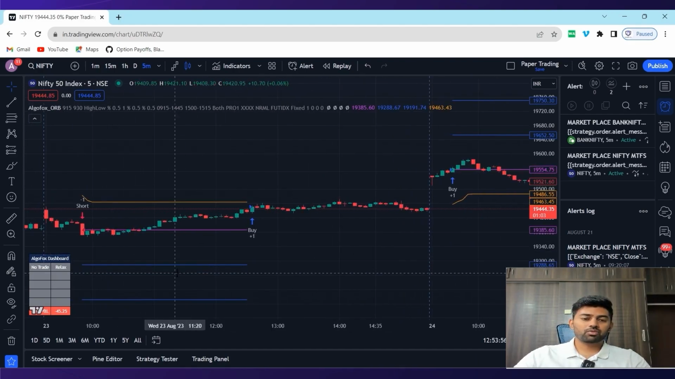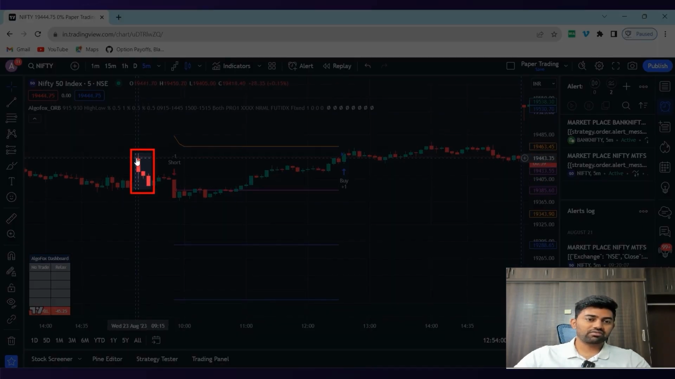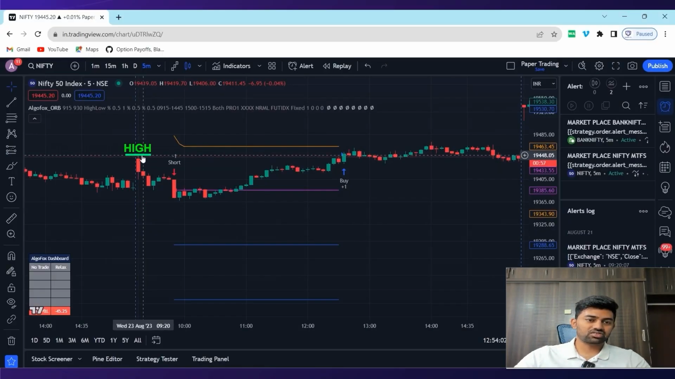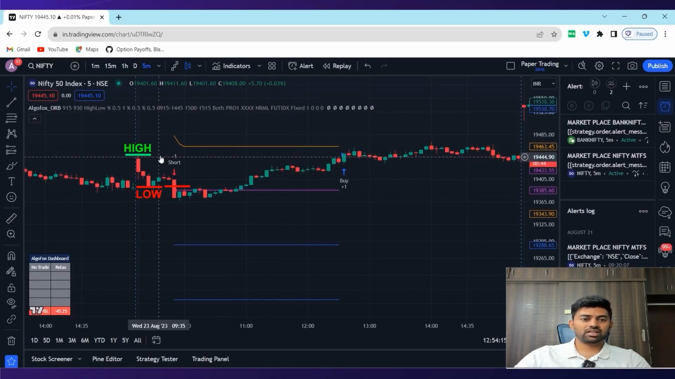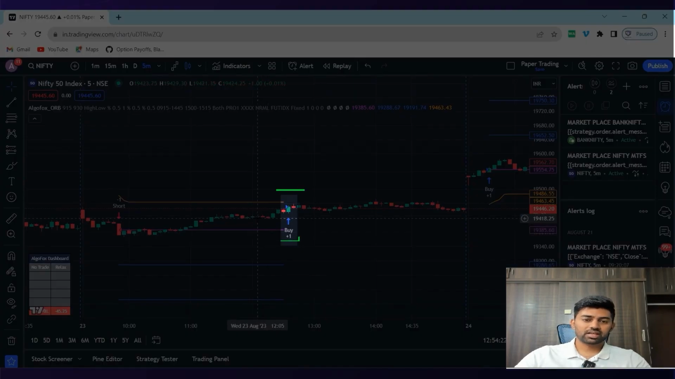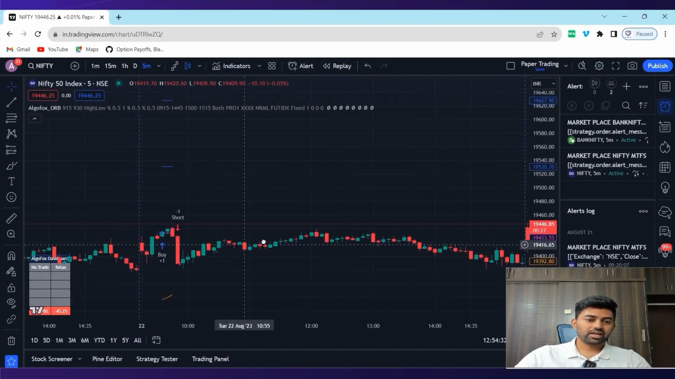But let's go one day behind and check. This is the first three candles, the 9:15 to 9:30 range. This is the highest range. This is the lowest range. The low here got broken somewhere here, so we sell somewhere here. And then when the high got broken somewhere here, we enter the buy zone. Similarly, let's go back and check.